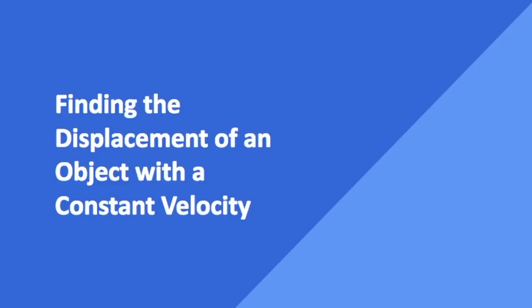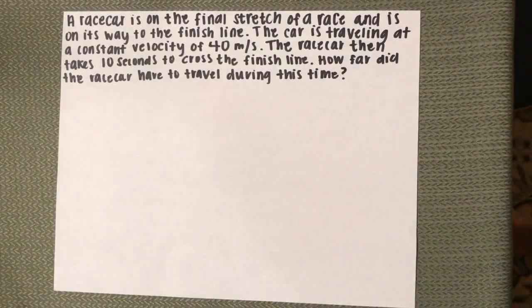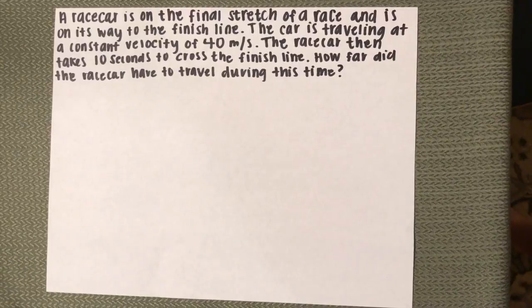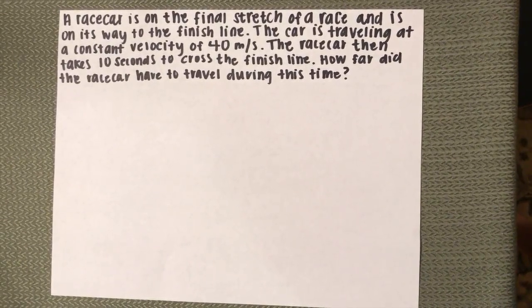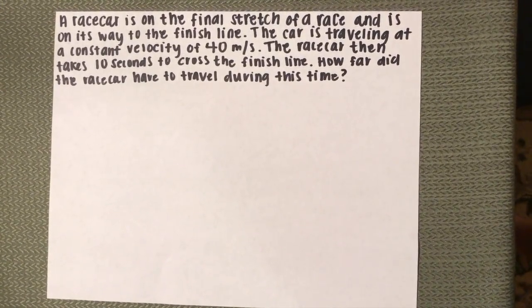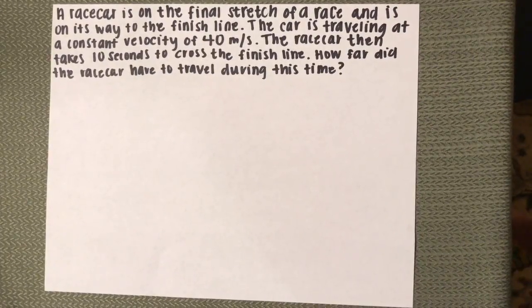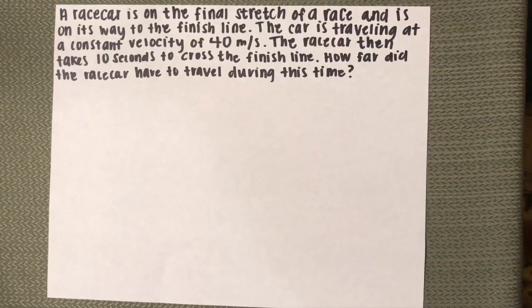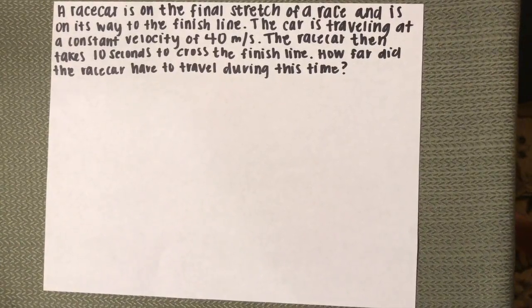In this last clip, I'm going to show you how to find the displacement of an object with a constant velocity. Here's an example question. A race car is on the final stretch of a race and is on its way to the finish line. The car is traveling at a constant velocity of 40 meters per second. The race car then takes 10 seconds to cross the finish line. How far did the race car have to travel during this time?